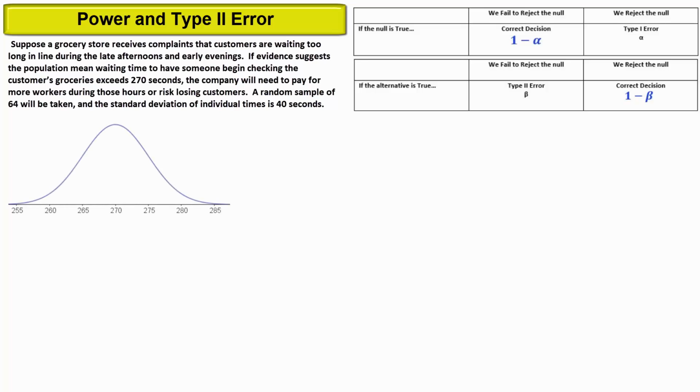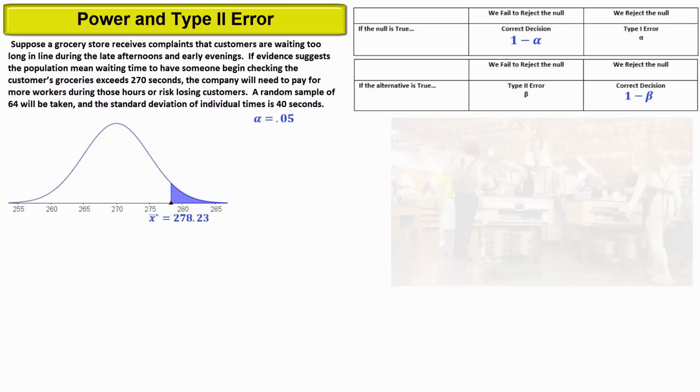Here is the sampling distribution used when running the test. Run the test at a 5% level of significance. With a right-tailed test and critical z-score of 1.645, any sample mean at or above 278.23 seconds will cause the null to be rejected. Let the fun begin.